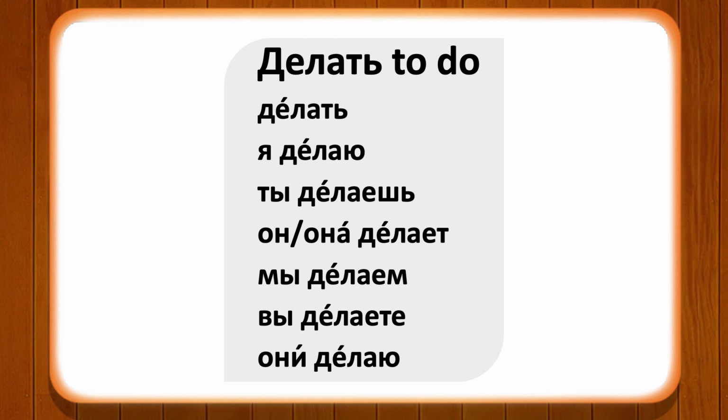We will repeat once again the present tense conjugation of the verb делать, which means to do. Я делаю, ты делаешь, он делает, мы делаем, вы делаете, они делают. You must pay attention to the vowel which carries the stress mark and accordingly pronounce properly.